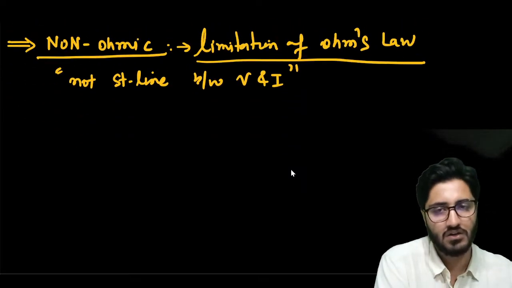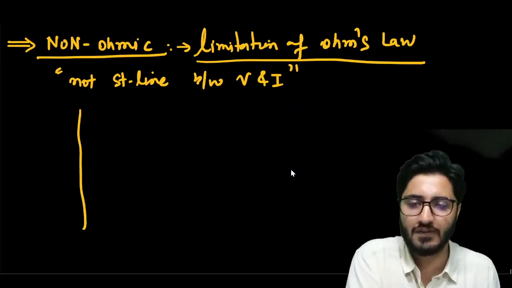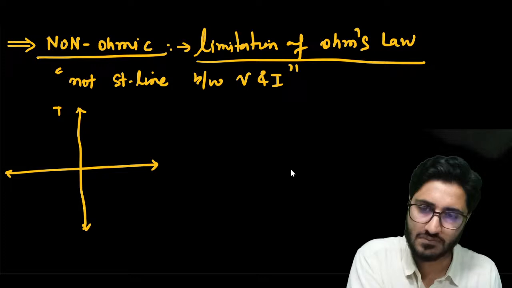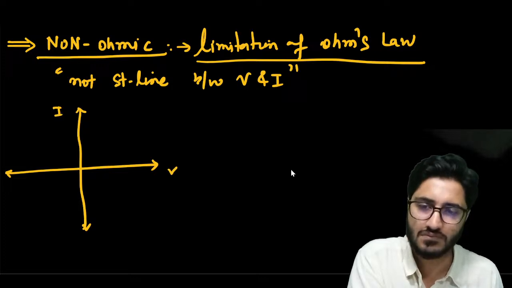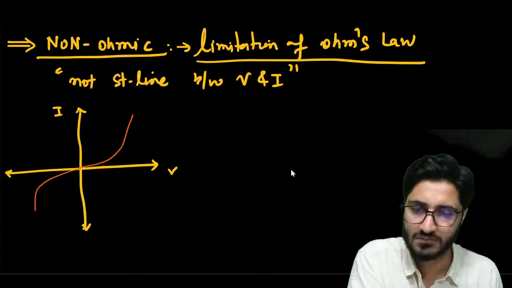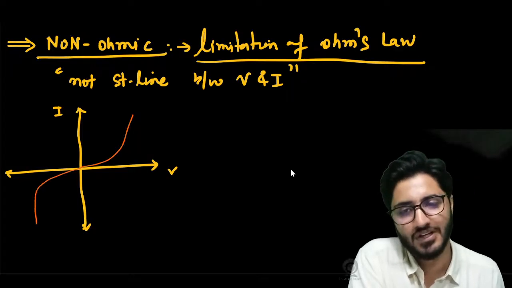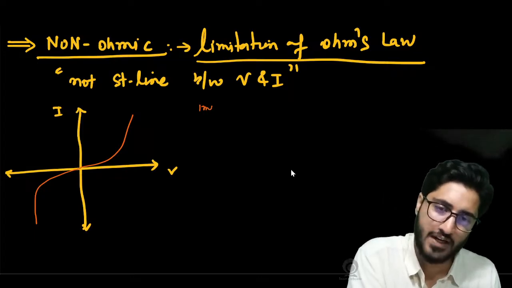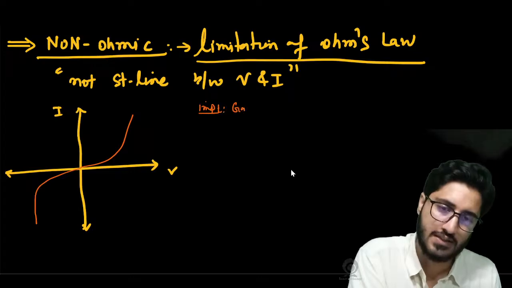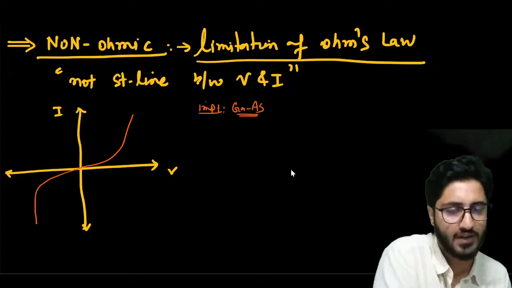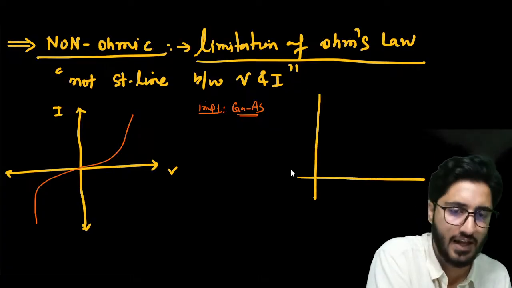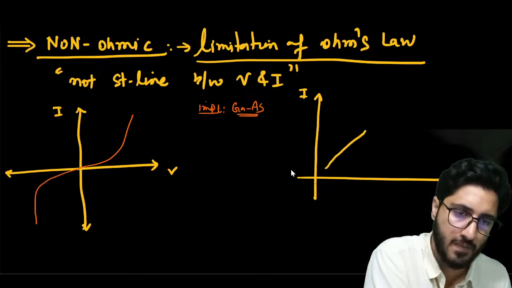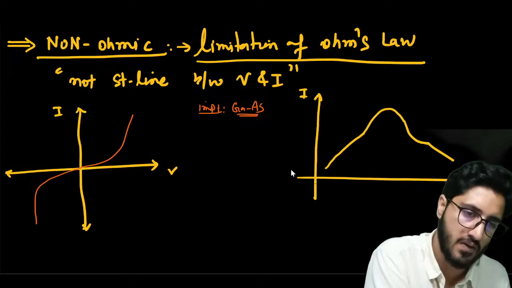If you need some examples from your NCERT, it is given like this. You can see now, this is not a straight line, it is a curve. So it is a non-ohmic device curve. It is a diode curve basically. One important one is given to us, gallium arsenide, and its curve is given like this.